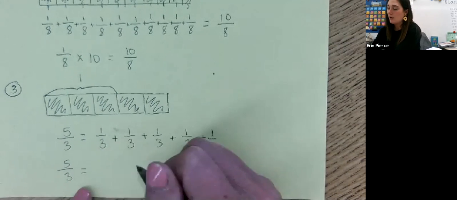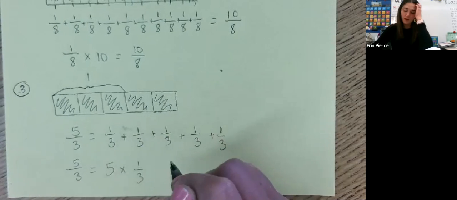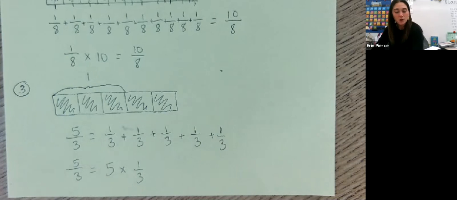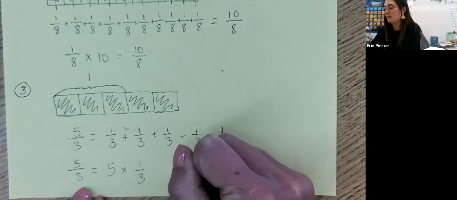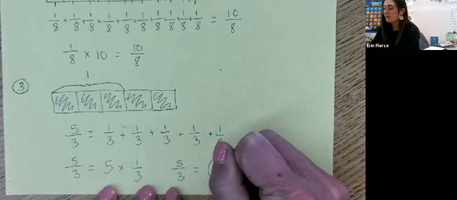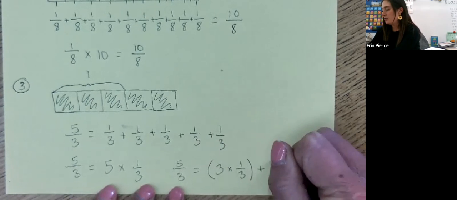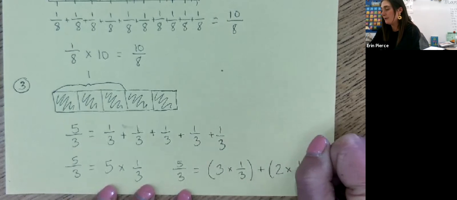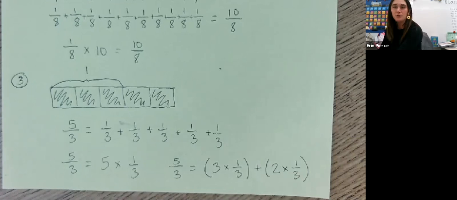If I write it as a multiplication sentence, I could write it as 5/3 is equal to 5 times 1/3. Now I want you to pause. Can it also be written as 5/3 is equal to 3 times 1/3 plus 2 times 1/3? If you said yes, how do you know?